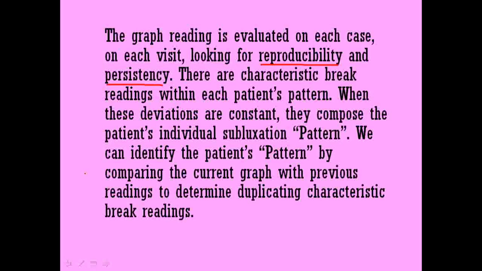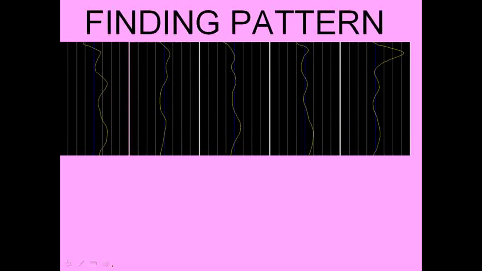Now, when we take the readings, what we're looking for, and this is what we're going to go through here, are deviations that are constant from one reading to the next. This is how we're going to determine the person's pattern, by reading these constants and marking them, and understanding on future graphs when these constants reproduce themselves, then the person is in pattern. So, finding pattern. On the first few visits, which can be 1 day or 3 days, we want up to 5 readings. This can be done with 3 readings, but 5 is much better.